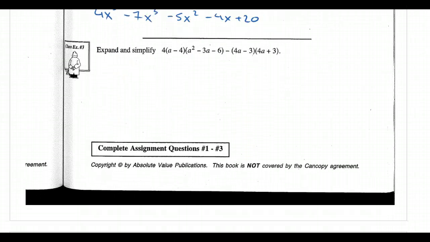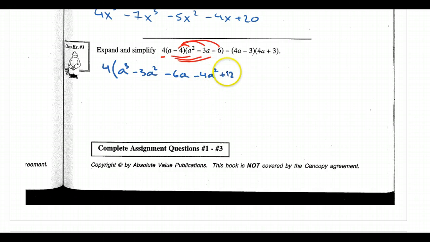Okay, let's do example number 3. Again, I'm going to do my arrows just to help me out with the order of multiplication. Don't forget this 4. You can multiply it at the beginning or at the end. So I like to do it at the end. So I'm just going to rewrite it here. Again, leave your bracket. And here we go. I have a cubed minus 3a squared minus 6a minus 4a squared plus 12a plus 24.